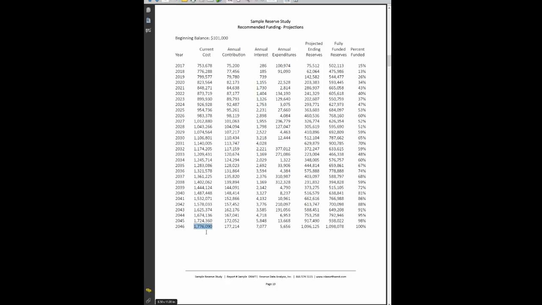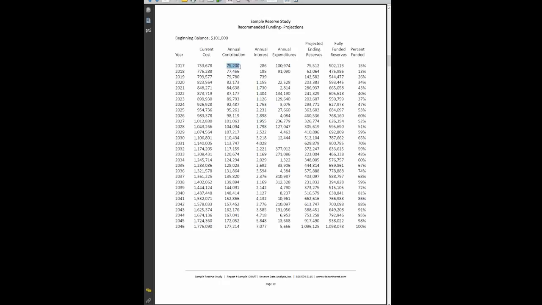And that's just due to compound inflation of approximately 3%. So every 23 years or so it doubles. In this case, we're going out 30 years, so it's more than doubled by the end of that 30-year period. And we want to make sure that we allocate enough to offset that increase to the current cost of the components. Next column over is the annual contribution.